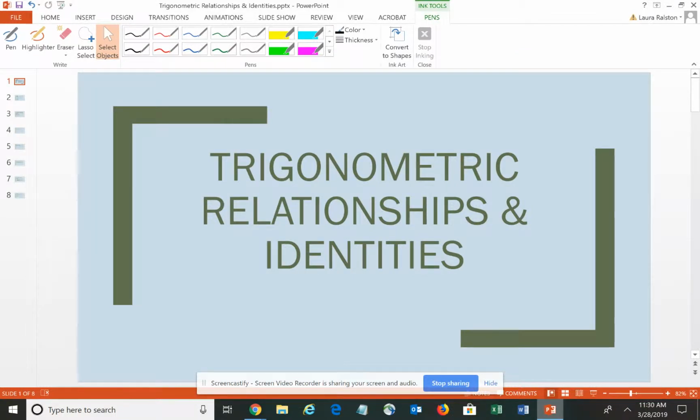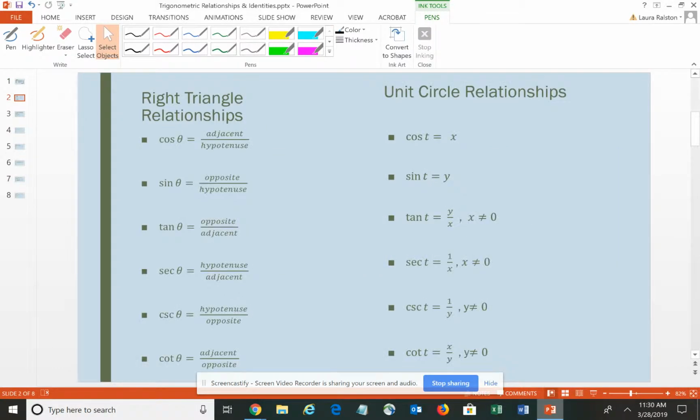In this video, we're going to talk about trigonometric relationships and identities. We've already talked about in previous lessons the relationships for a right triangle. When you have a right triangle, you can focus on the legs as well as the hypotenuse. So remember, the side opposite the right angle is your hypotenuse.